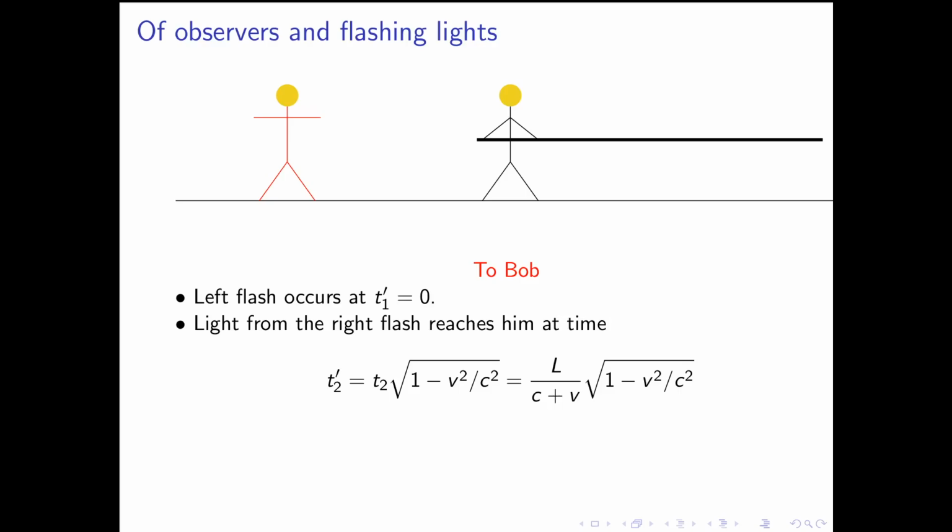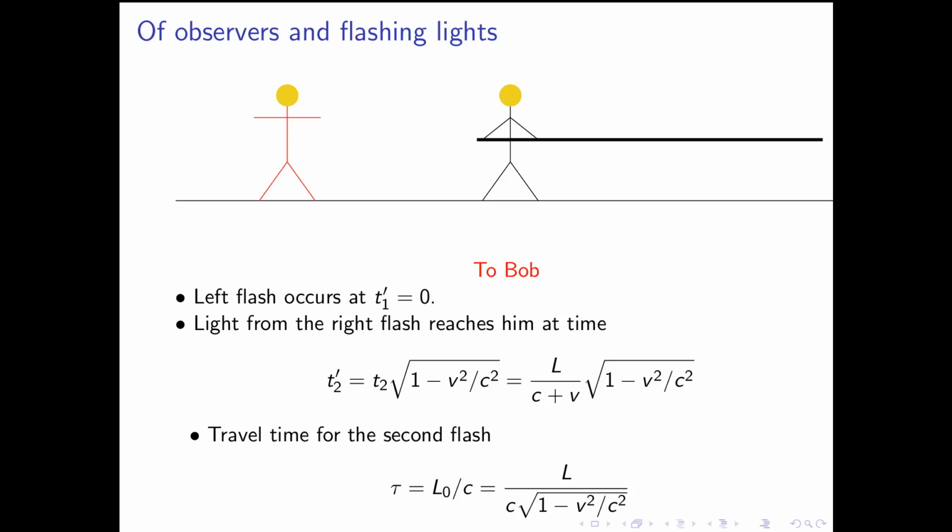The question is, how long did the right hand pulse travel before reaching him? As far as Bob is concerned, the answer is very simple. The right hand pulse started out from the right edge of the rod, and the rod has a length of L0. The time the light flash traveled, according to Bob, is simply L0 divided by the speed of light, that is c.